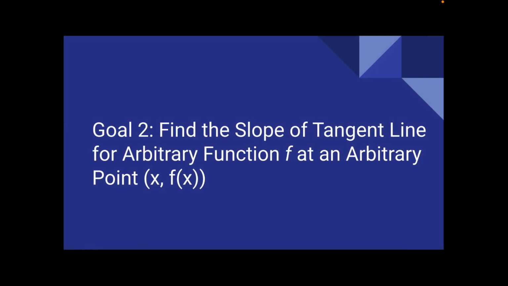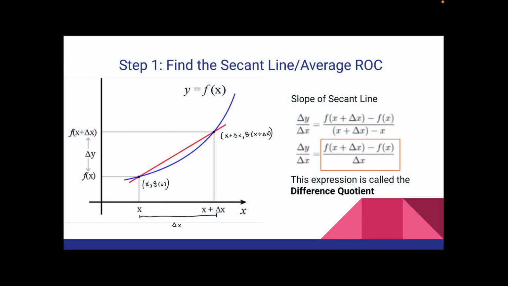So our second goal is to find the slope of the tangent line for an arbitrary function f at any arbitrary point (x, f(x)). In other words, we're generalizing what we saw in the previous slide. So we start by having an arbitrary function f, which has 2 points. The first point is defined as (x, f(x)), and the 2 points are separated by the distance delta x. Therefore, the second point could be written as (x plus delta x, f(x plus delta x)).